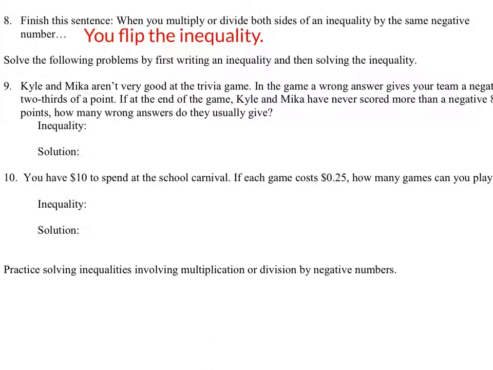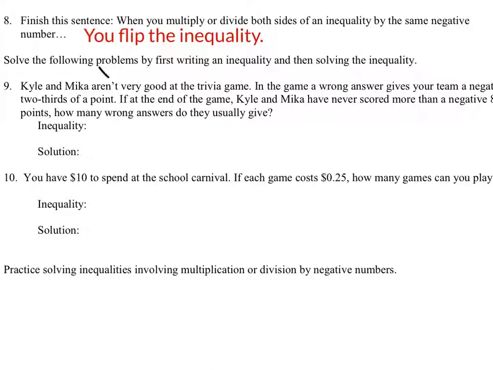Alright, let's solve the following problems by writing the inequality first, and then we will solve the inequality. So this first one, Kyle and Mika aren't very good at the trivia game. In the game, a wrong answer gives your team negative 2/3 of a point. If at the end of the game, Kyle and Mika have never scored more than negative 8 points, how many wrong answers do they usually give?